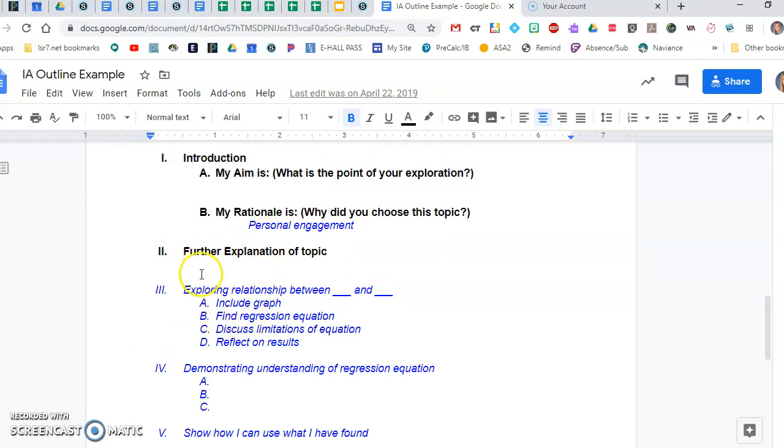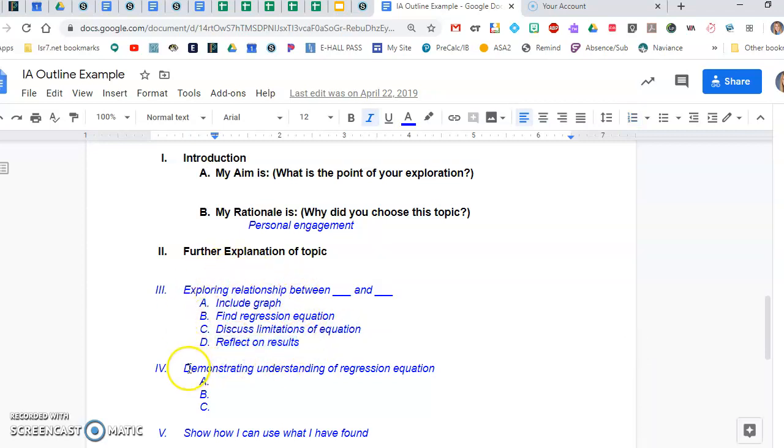So maybe in my next paragraph, I'm going to explore the relationship between this and this. Maybe I'm going to explore the relationship between the aqueduct and the population in that region. And so maybe I need to make sure that I include a graph. Maybe I'm going to find a regression equation that discusses it. Maybe I'm going to discuss the limitations of that. Maybe I'm going to reflect on them. So maybe that's what my third paragraph is.